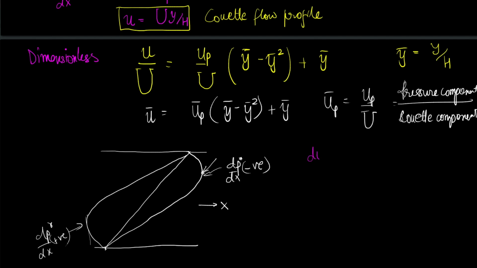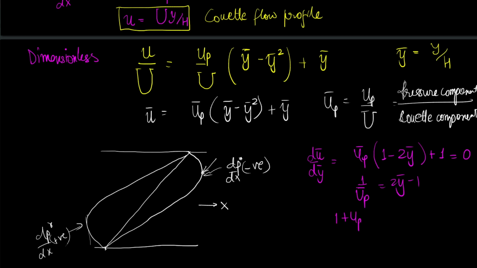So du bar by dy bar is equal to up bar times (1 minus 2y bar) plus 1. So when is this 0? Let me just rearrange the terms. In order to find the maximum or the minimum velocity, this has to be equal to 0. So what do we have? 1 upon up bar is equal to 2y bar minus 1, so y bar is (1 plus up bar) upon up bar, upon 2. This will be the location of the extrema of the velocity.